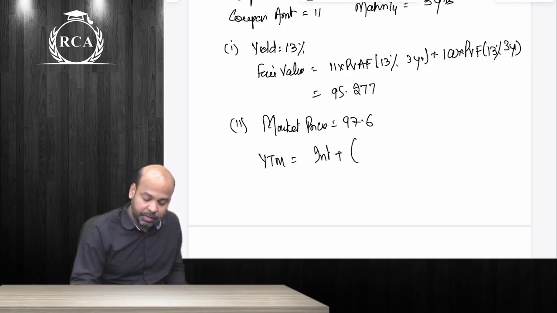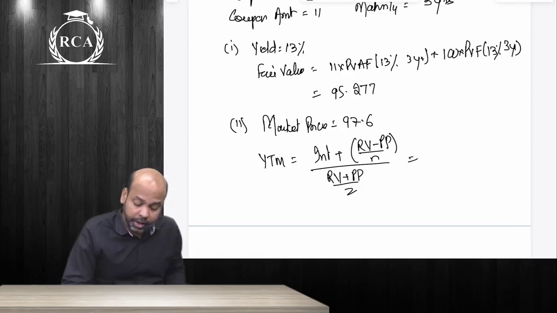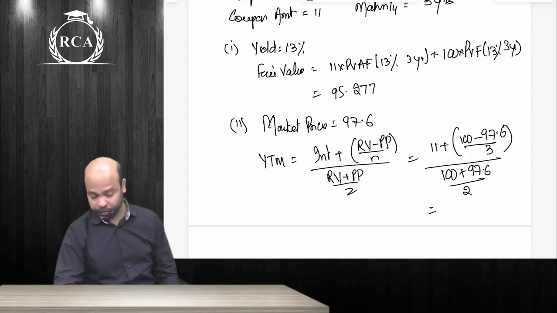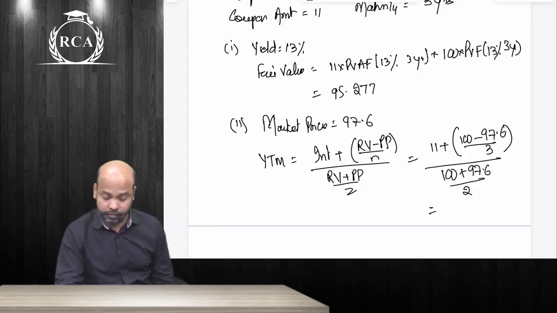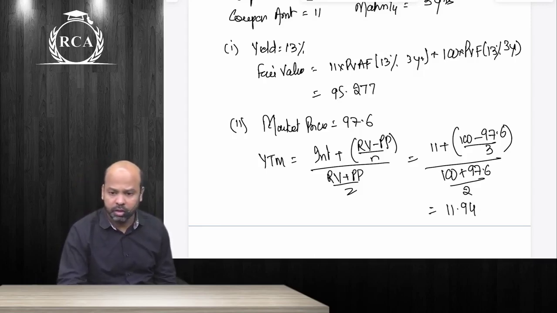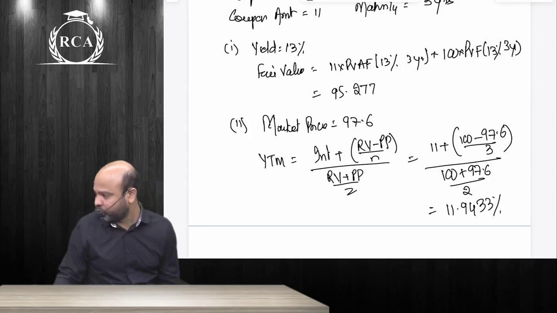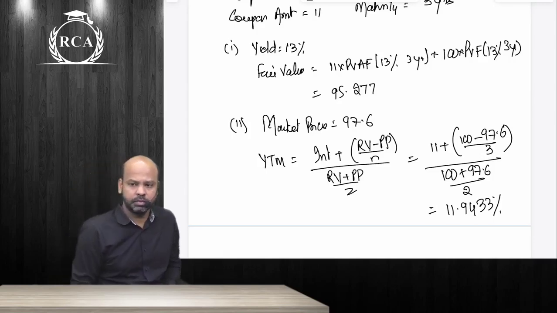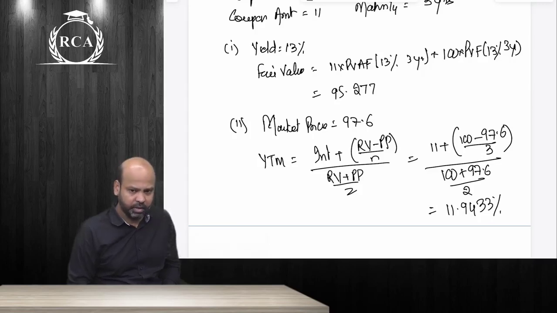Formula is interest amount plus redemption value minus purchase price by N, whole divided by redemption value plus purchase price by 2. Your interest amount, guys, is 11 rupees. Redemption value is 100. Purchase price is 97.6 divided by 3 years, whole divided by 100 plus 97.6 divided by 2. YTM, beta, will be equal to 11.9433%. 11.9433%, beta, will be the value.